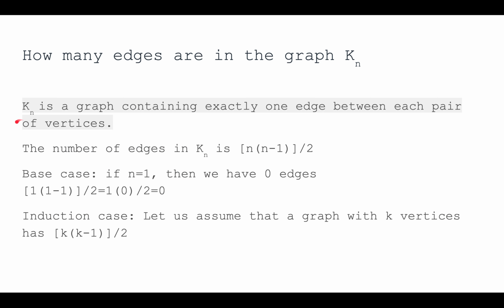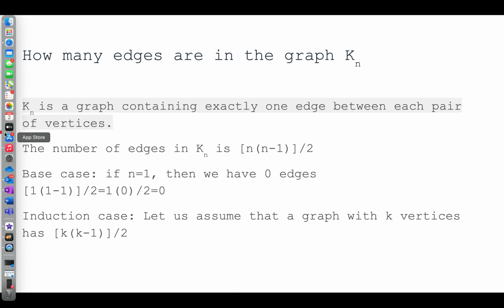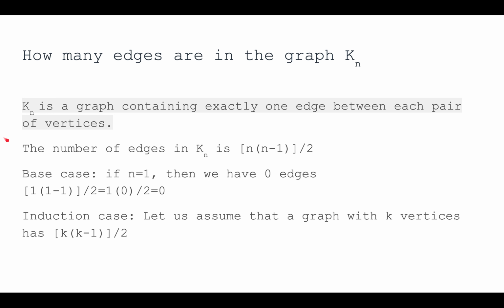Alright. So Kn is a graph containing exactly one edge between each pair of vertices. This is nothing that I made up. This is what we learned, I want to say, like the second or third week of discrete. So with that, the number of edges in Kn is n times (n minus 1) over 2, and this could be set as a fraction. I just didn't have time to make fractions.